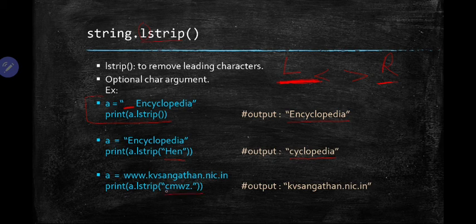In this we have the substring C, M, W, Z and dot. The string is given as www.kvsangathan.nic.in. So you can see we have w present here. So all these three w's will be removed. Then we have dot. So this dot will also be removed. Next we have k. Since k is nowhere inside this substring, which means this is a mismatch. Now starting from this, all the characters will be printed in the output. So you see this output kvsangathan.nic.in.